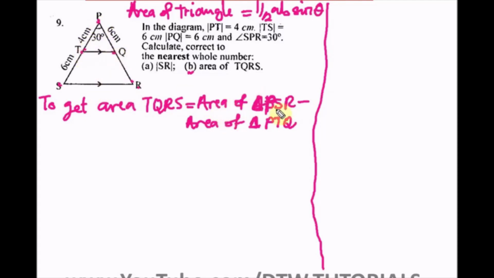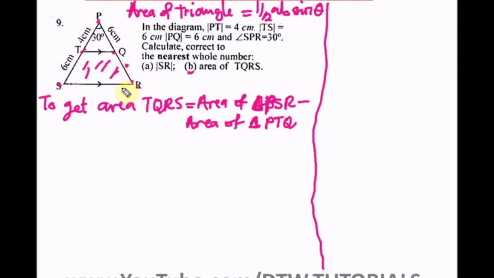PTQ, okay? So you subtract the area of PTQ from PSR, and you're going to get this area. All right? So we have to find the area of PSR, and to get the area of PSR we have to know this side and this side. We know PS as 6 plus 4, which is 10, and for this side PR we only know PS, which is 6. We don't know this side, so we have to find this side.